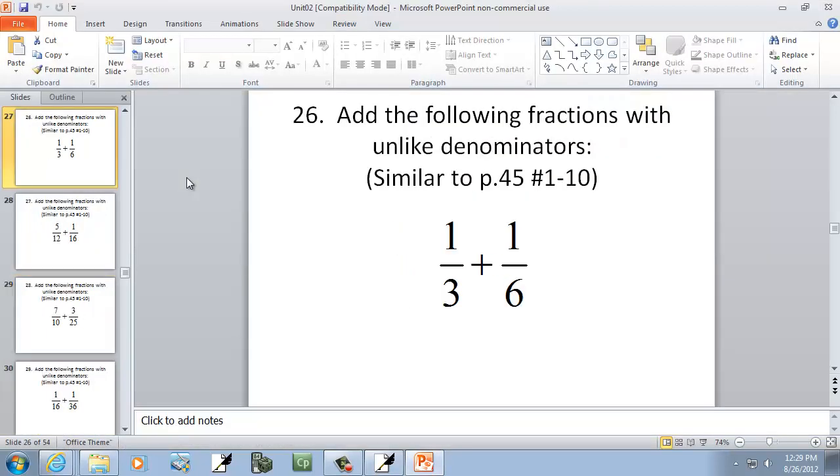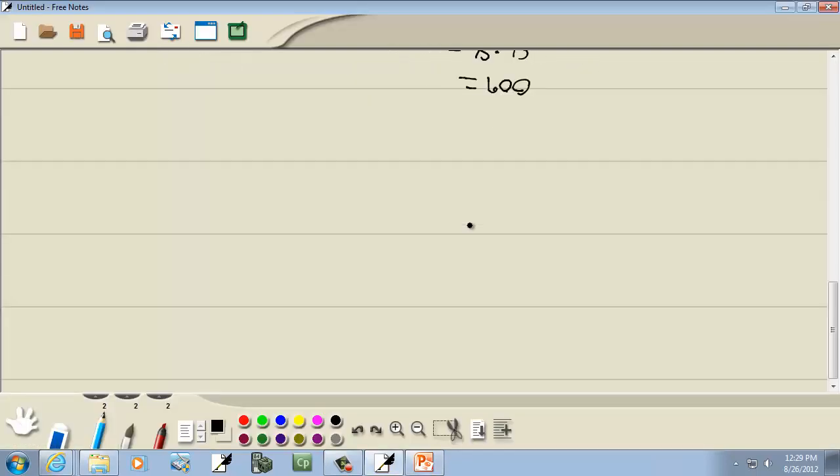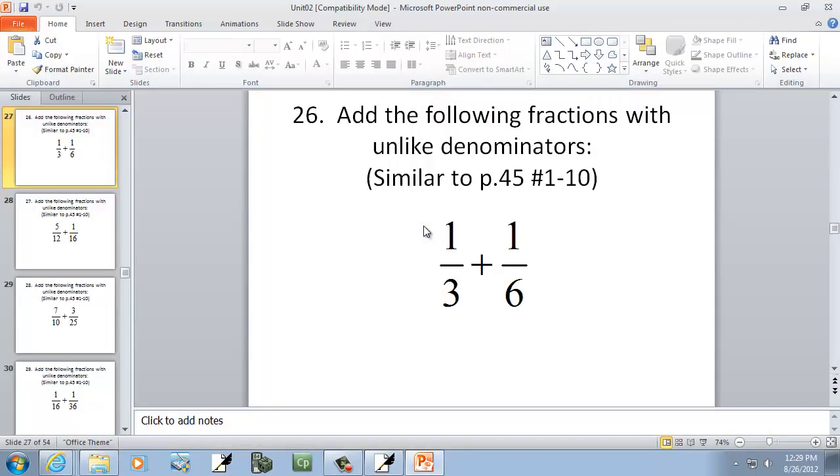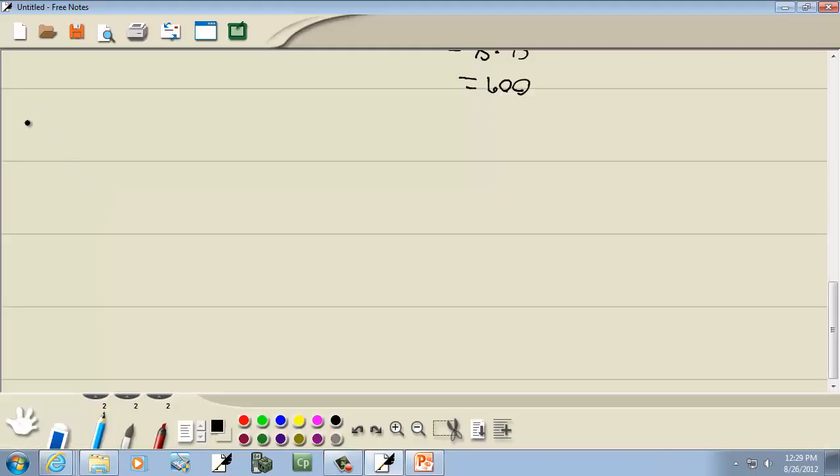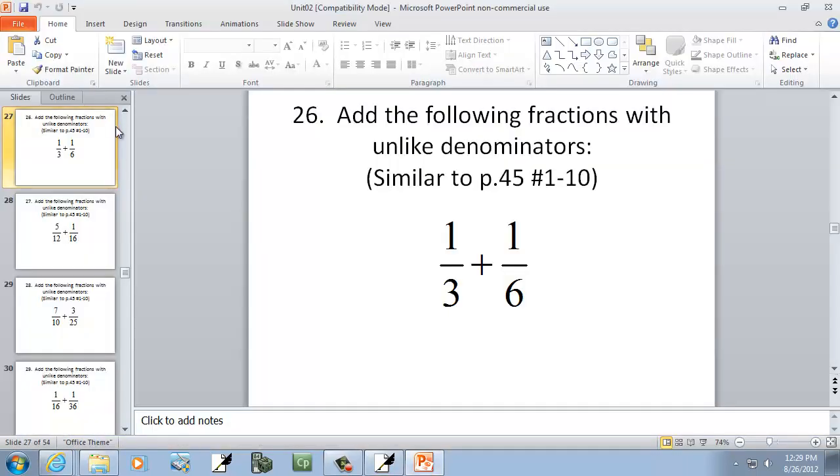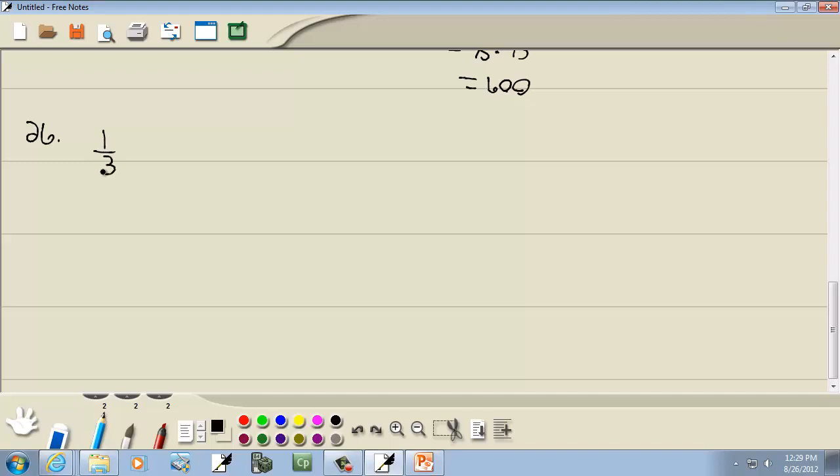Well, now we're ready to add fractions together that don't have the same denominator. And do I have room here? Yeah, I have room. So let's take a look at this one. We got 1/3 plus 1/6. And this is adding fractions with different denominators.